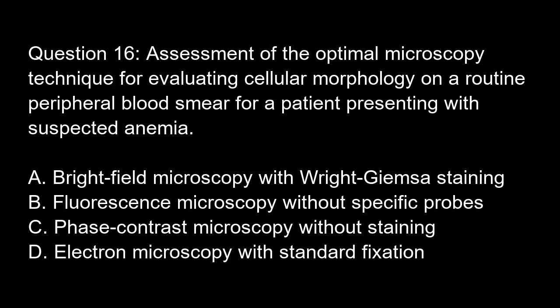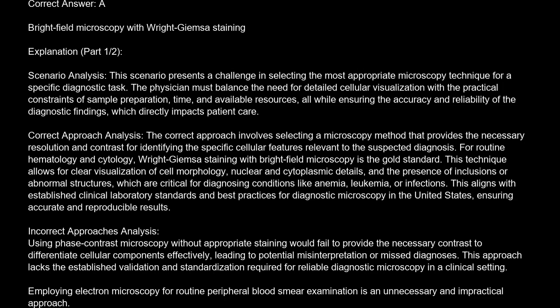Question 16. Assessment of the optimal microscopy technique for evaluating cellular morphology on a routine peripheral blood smear for a patient presenting with suspected anemia. Option A, bright field microscopy with Wright-Giemsa staining. Option B, fluorescence microscopy without specific probes. Option C, phase contrast microscopy without staining. Option D, electron microscopy with standard fixation. The correct answer is A, bright field microscopy with Wright-Giemsa staining.